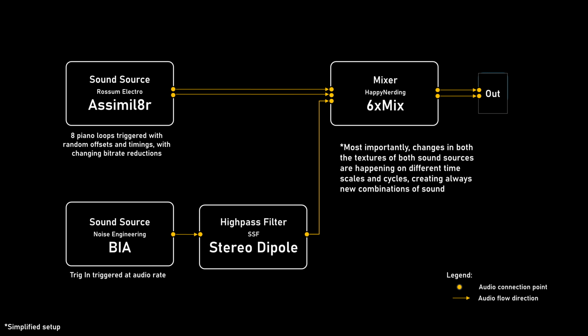Next up, let's have a listen to this texture here. This texture is actually made by layering two different textures above one another. I've created the first layer using my sampler, the assimilator, and here I've triggered different piano loops at different times with different offsets and different amounts of bitrate reduction to get this kind of textural feeling here.